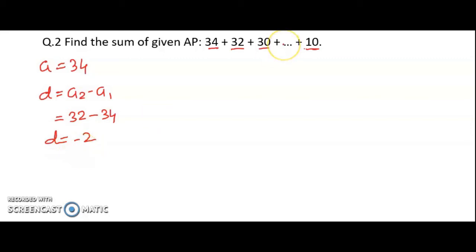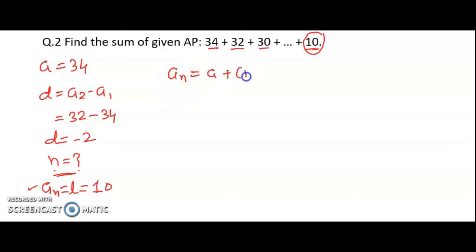Now how many terms are there? The number of terms is not given here, but the last term is given. So we can say the last term, that is an, or you can say l, is 10. Now to find the sum of this arithmetic progression, first we need the value of n. How will you find the value of n? We can find it from the formula of an, which we studied in the last lecture: an equal to a plus (n minus 1)d. This is the formula of the nth term of an AP.